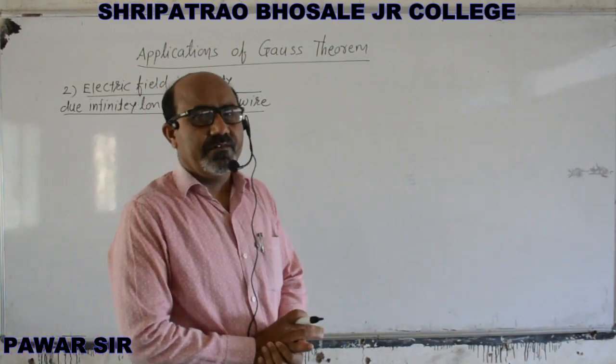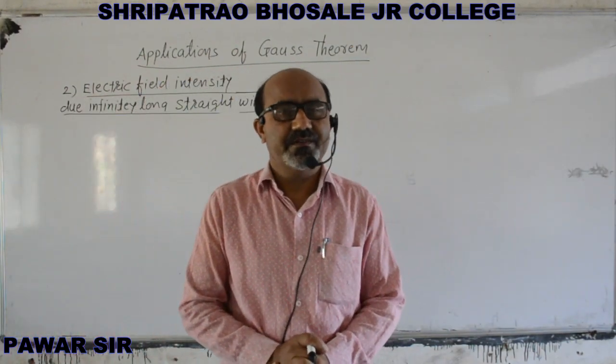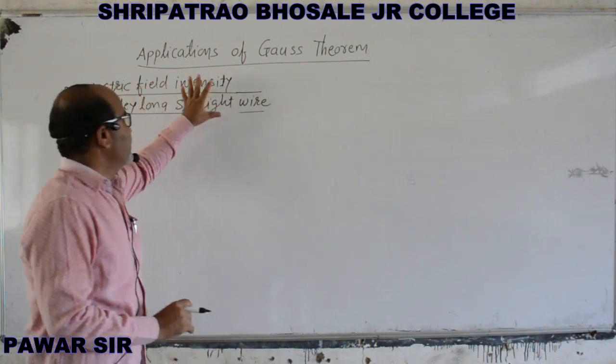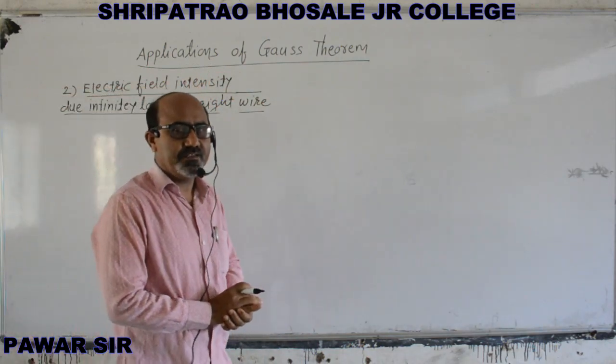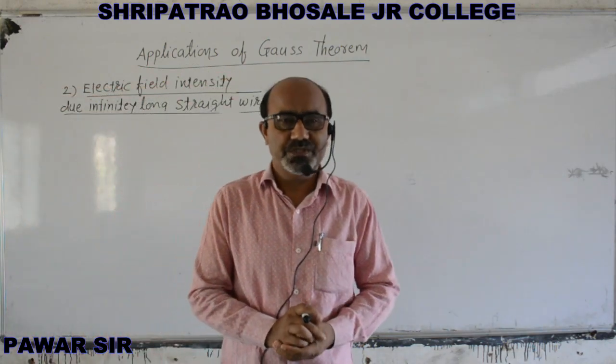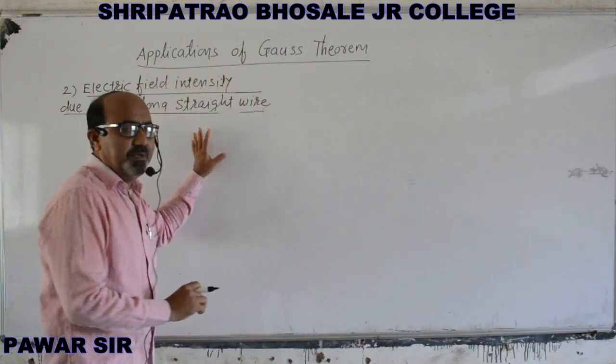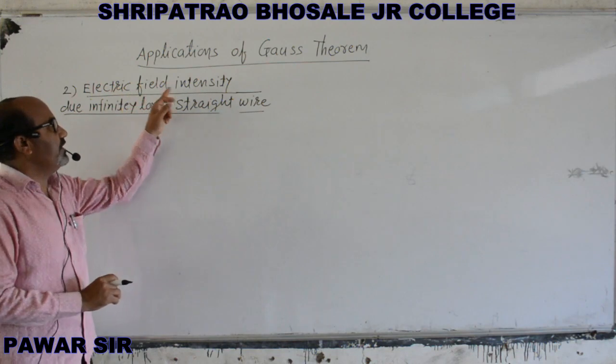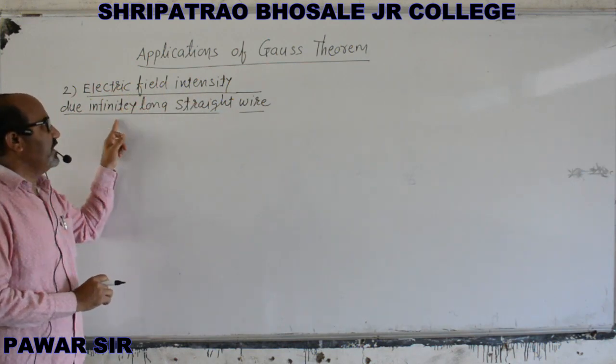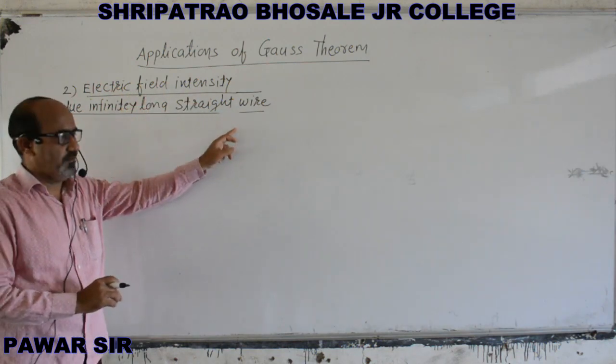Welcome student. We have started applications of Gauss theorem in electrostatics. We have seen the first application, electric intensity at a point due to a positively charged sphere. Today we have to study the second application, that is electric field intensity due to an infinitely long straight wire.